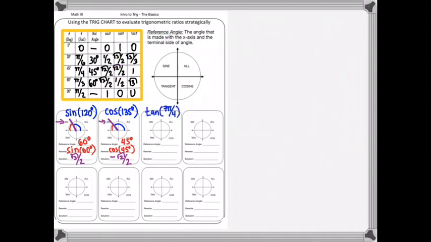Okay, in this example, we're going to take a look at tangent, and we also introduce some radians here. With radians, I just want to make sure that we find where the terminal angle is going to land.